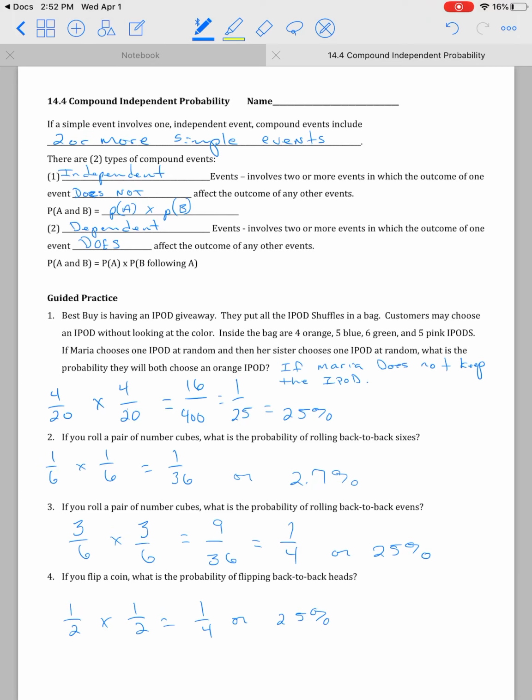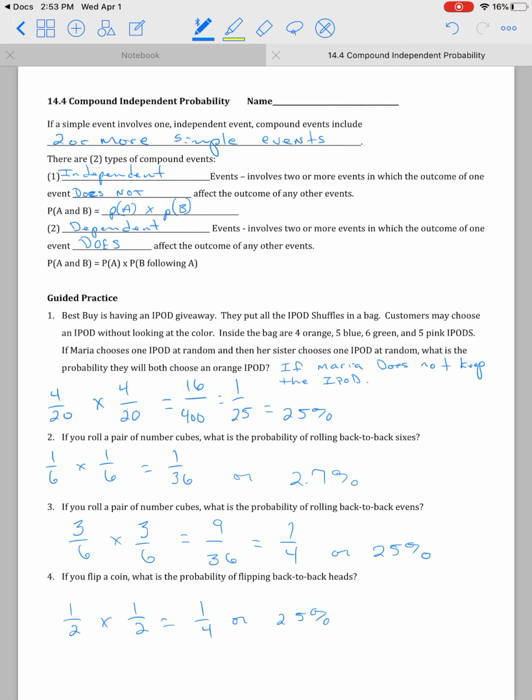Now we're going to assume that Maria does not keep the iPod, meaning she pulls it out, puts it back in the bag. So if Maria reaches her hand in there, how many orange iPods are there? There's 4. And there's a total of 20, so 4 out of 20. Let's say hypothetically she pulls out a pink iPod, she doesn't win, she puts the pink iPod back. What's her sister's chance of getting an orange iPod? Well, the total number in the bag didn't change. Now her sister has a 4 out of 20 chance. And you multiply fractions, you multiply straight across, you get 16 over 400, which simplifies to 1 over 25, or 25%.